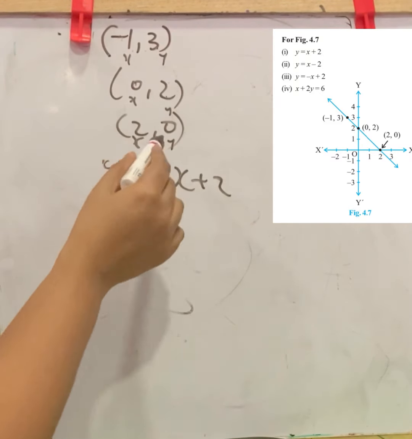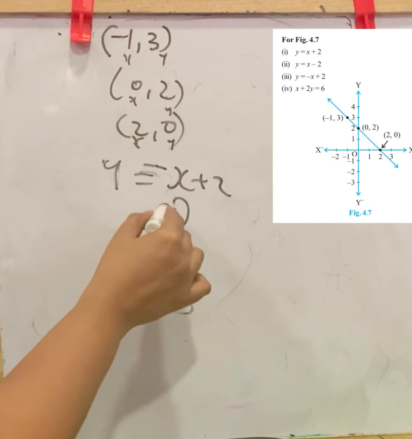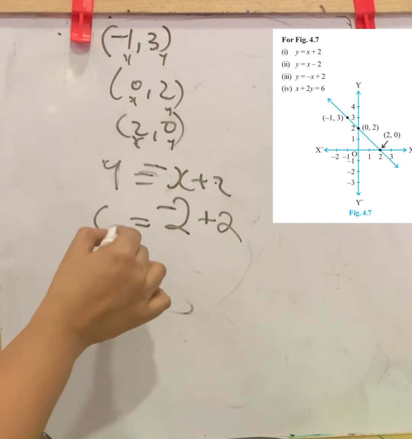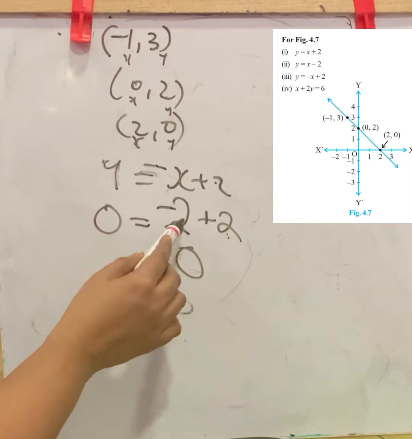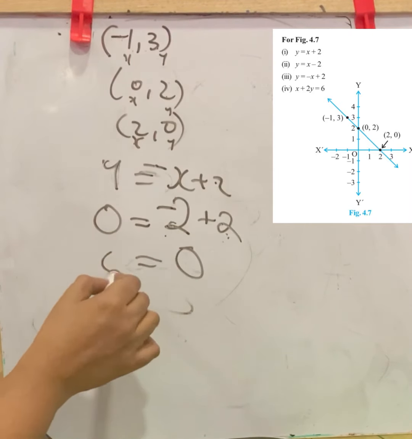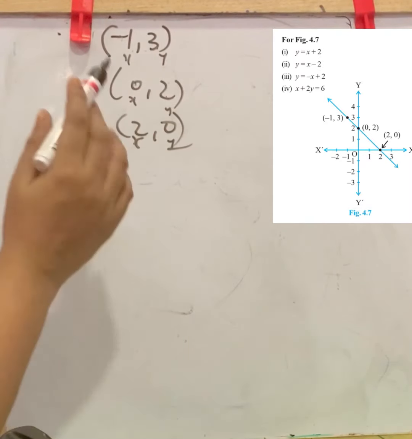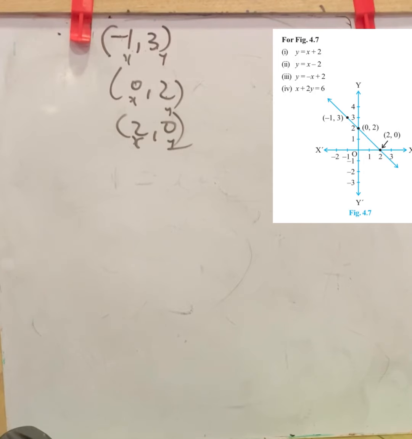x is 2. Okay, negative is there in the equation, plus 2 here in the equation, y is 0. Negative 2 plus 2 is 0, additive inverse, it is 0. 0 equal to 0, yes, it also satisfies. All the three solutions satisfy this equation, that is y equal to negative x plus 2.